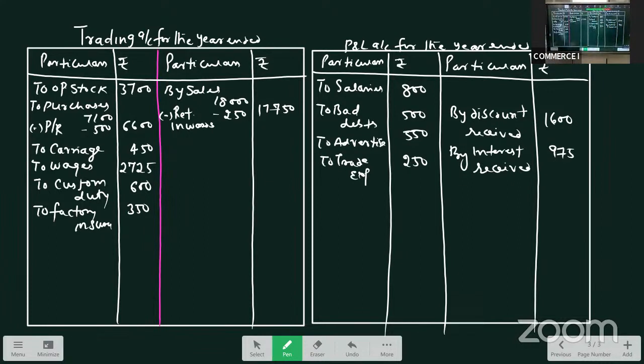Depreciation. What is the next item given? Depreciation. I told you, depreciation is a decrease in the value of fixed asset. That is an expense, operating expense, or you can treat it as a loss also and debit it to P&L account. Carriage outward. See, if only carriage is given, we have taken it in trading account. Carriage outward, P&L account.